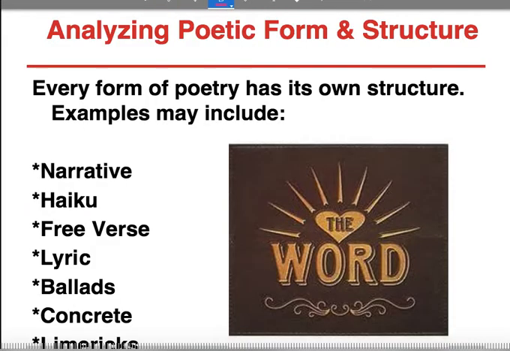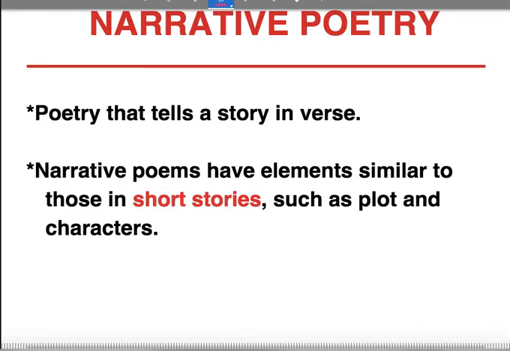So, when we're looking at poems, every form of poetry has its own structure. So there's all kinds of different types of poems, and these are just a few of them that we're going to quickly look at. So what that means is that a poem might be structured a certain way, and so it fits in one of these specific categories. So narrative poetry. Narrative poetry tells a story in verse, just like the word, think of the word narrative, like a story. Narrative poems have elements similar to those in short stories, such as plot and characters. So it's a kind of a story, but it's told in a kind of a musical way. That's what makes it a poem.